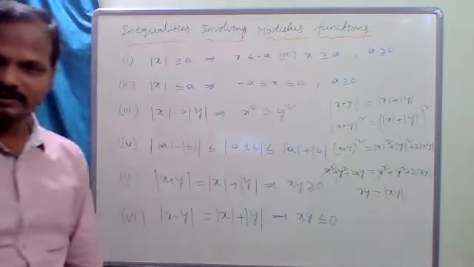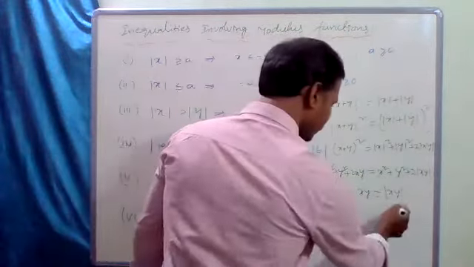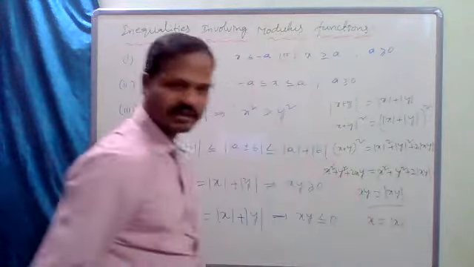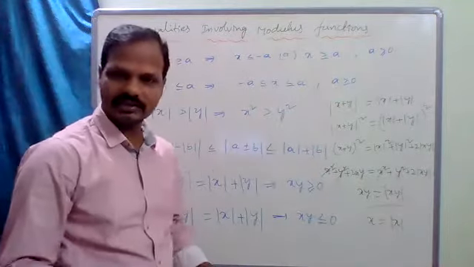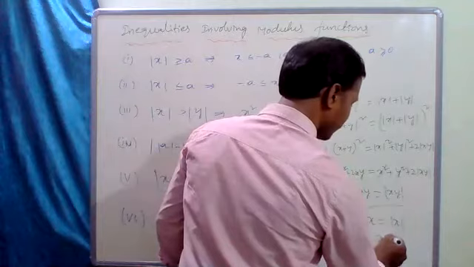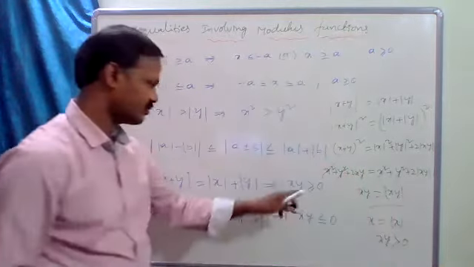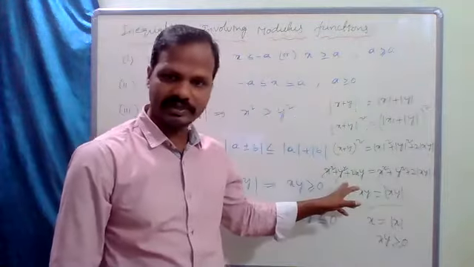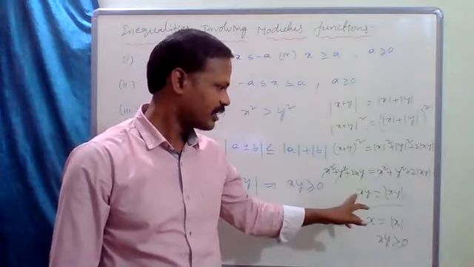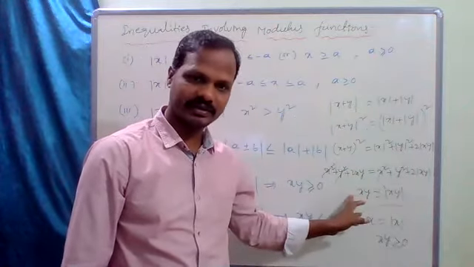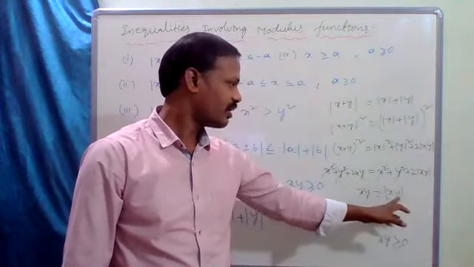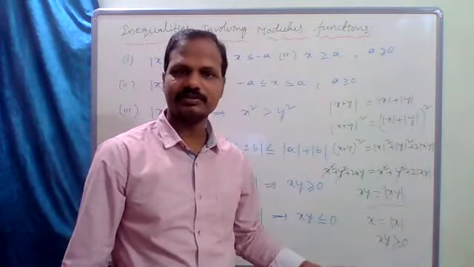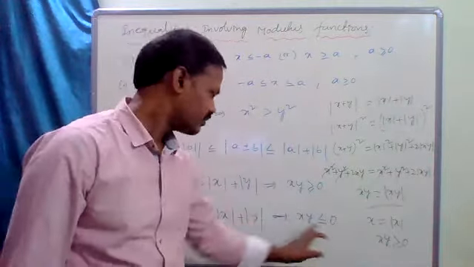xy = |xy| means this is of the form |x| = x. When |x| = x, x is positive, that is xy is greater than or equal to 0. Similarly, if you apply this with minus 2xy, you will get minus xy, so |xy| = -xy. That is |x| = -x. This is possible when x is negative. So that is the reason.